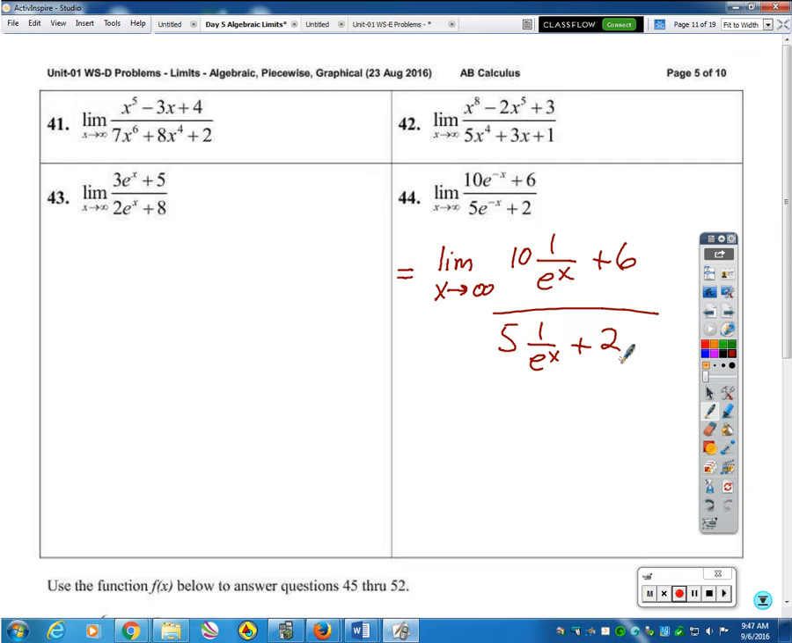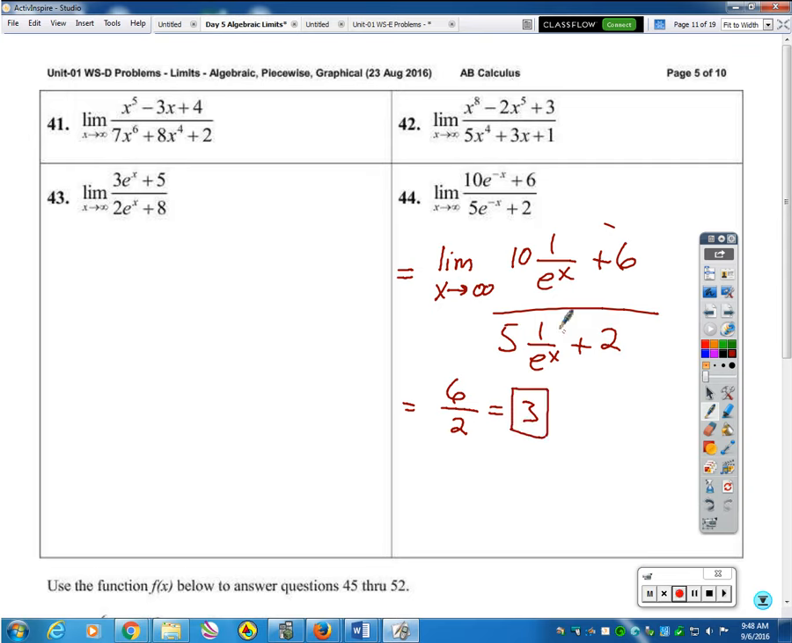Cool. Now it helps. If x gets really, really large, I have memorized that e to the x gets very large. I also know that 1 divided by something really, really big is close to 0. 10 times close to 0 will also be close to 0. Add 6, you're pretty close to 6. So this whole limit's going to get very close to 6 on the top, 2 on the bottom, which is equal to 3.